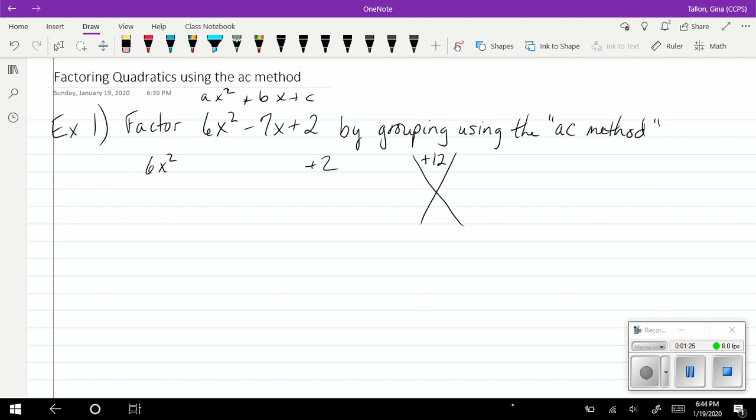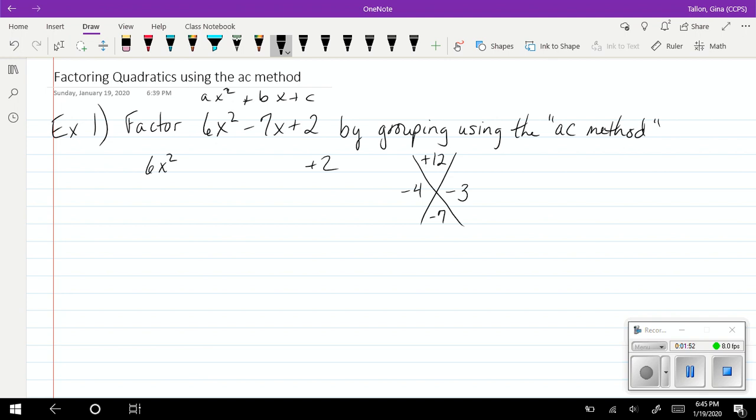My b is the coefficient of my middle term, my linear term, and that's a negative 7. So I'm looking for two numbers that multiply to make a positive 12, and when you combine them, you get negative 7. You can play around a little bit, but you're going to find those numbers to be a negative 4 and a negative 3. Negative 4 multiplied by negative 3 makes a positive 12. That checks. Negative 4 combined with negative 3 make negative 7, so that checks as well.